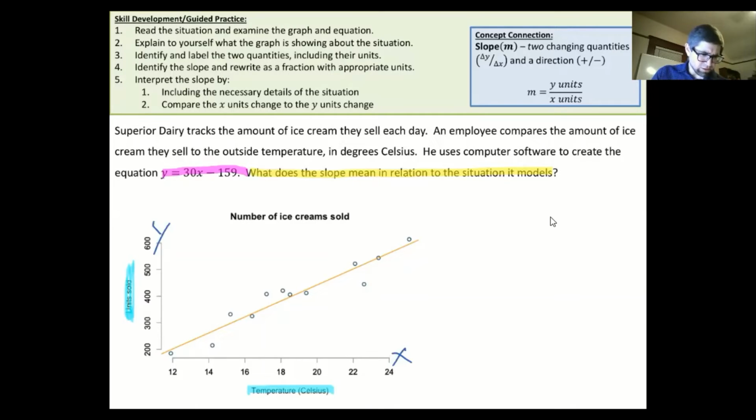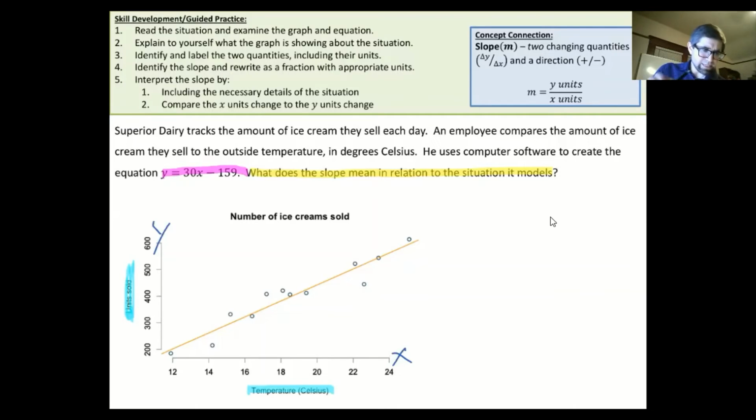I see temperature in Celsius, 12, 14, 16, 18. It's increasing. Now, I'm not super familiar with degrees Celsius, but I know 12 degrees has got to be pretty cold. And 24, I believe, is a pretty comfortable temperature. Now, if I look at the y-axis of this graph, I see that it's counting from 200 to 300 all the way up to 600 units. That makes a lot of sense. They might sell 200 different ice cream cones in a day, or even up to 600, or possibly even more. That's just where our graph stops.